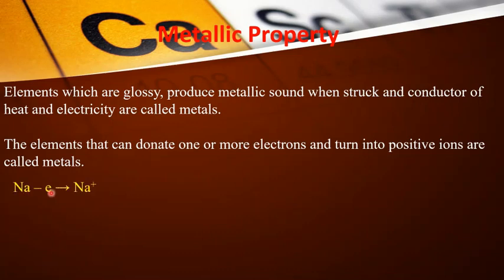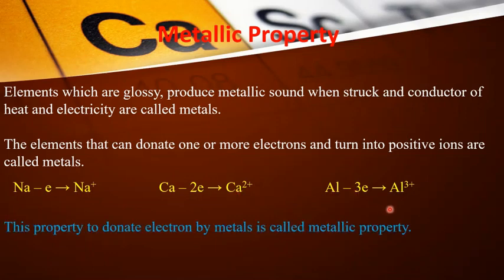Look here, sodium, after releasing 1 electron, becomes sodium ion, Na+. Calcium, after releasing 2 electrons, becomes calcium 2+ ion. Aluminium, after releasing 3 electrons, becomes aluminium 3+ ion. So they are all metals, and they have properties like this. This property of donating electrons by metal is called metallic property.